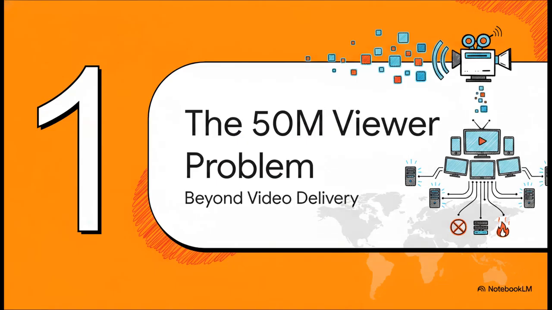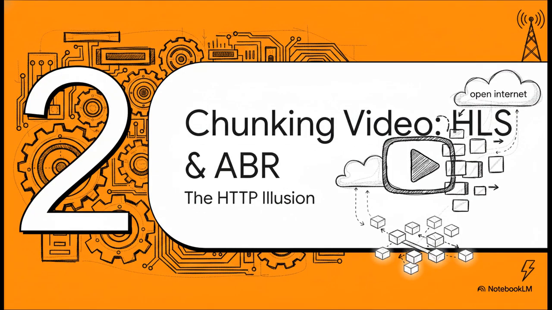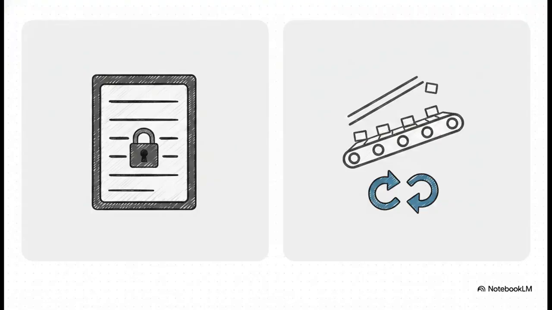Right, let's start with section 1, the 50 million viewer problem, and why this goes way beyond basic video delivery. Moving right along to section 2, chunking video, specifically looking at HLS and ABR. I like to call this part the HTTP illusion. So, to survive the totally hostile, unpredictable environment of the open internet, you obviously can't just send one giant continuous video file. It would fail constantly.